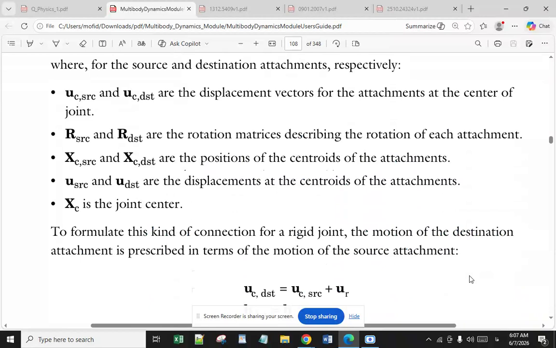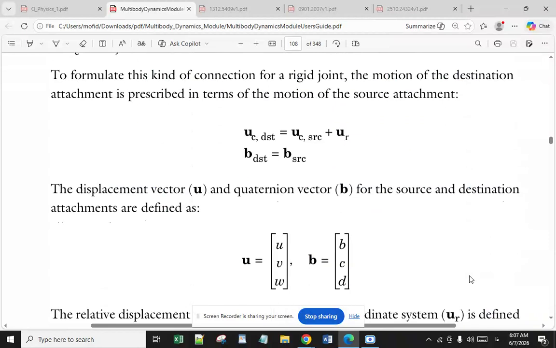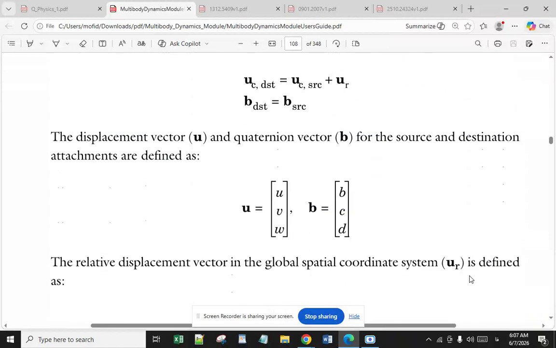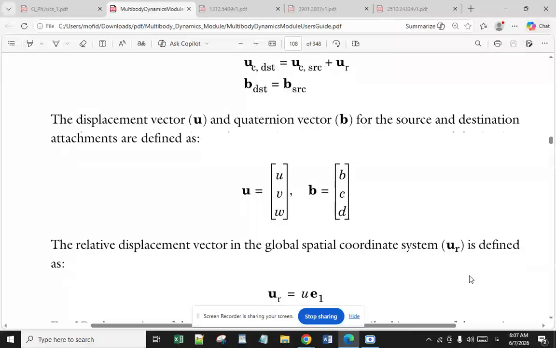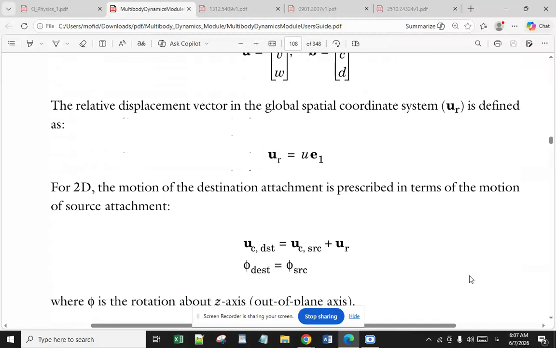To formulate this kind of connection for a rigid joint, the motion of the destination attachment is prescribed in terms of the motion of the source attachment. The displacement vector and the quaternion vector for the source and destination attachments are defined as follows. The relative displacement vector in the global spatial coordinate system is defined as follows.